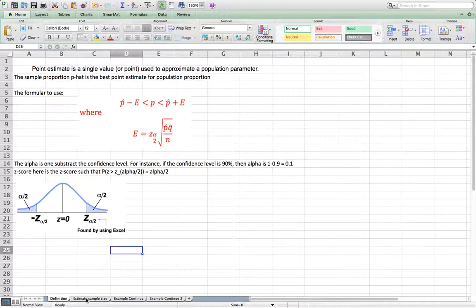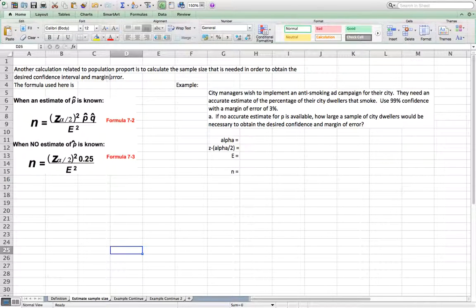Okay. Another calculation related to the population proportion is to calculate the sample size that is needed in order to obtain the desired confidence interval and margin of error. The formula used here is this. If we know p hat, then the size we need is n equals z alpha over 2 squared multiplied by p hat multiplied by q hat divided by e squared. Here e is the margin of error and z alpha over 2 we just explained.